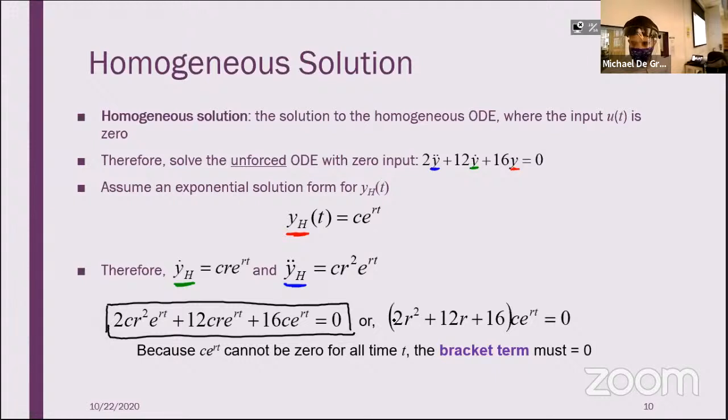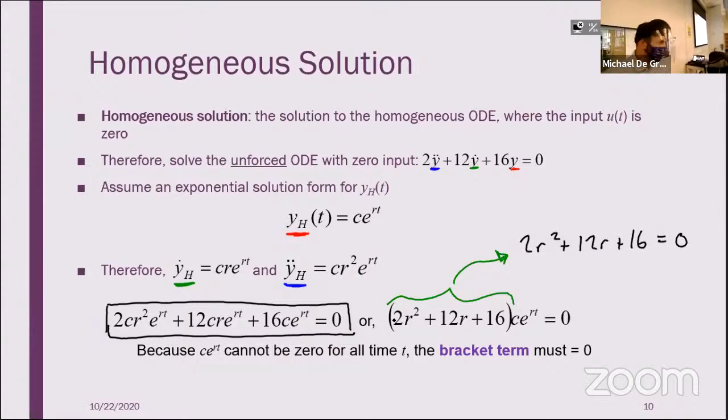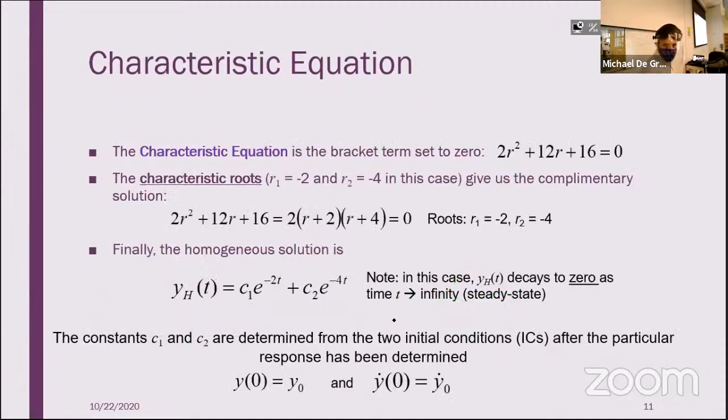When they say bracket term, they mean everything in here. So they're saying that since this c e to the rt can't equal 0, it will never equal 0, then the only way to make this true is if 2r squared plus 12r plus 16 is equal to 0. That's what we're saying. Hopefully, that looks like something that you could solve. There are a couple of ways that you can solve this for 0. But what do we get out of that? That's the important thing.